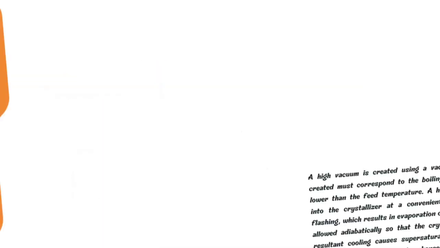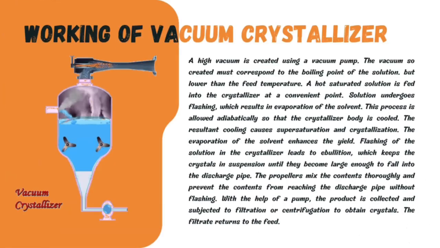And now let's talk about the working of a vacuum crystallizer. Before that, I want you to know that there are other types of vacuum crystallizer, some of which include the oscillating vacuum crystallizer, the continuous vacuum crystallizer, and the batch vacuum crystallizer. But here we'll be talking about the working of the continuous vacuum crystallizer.